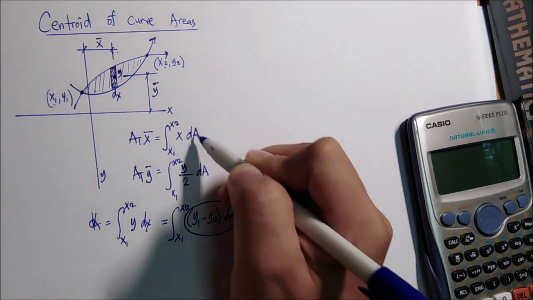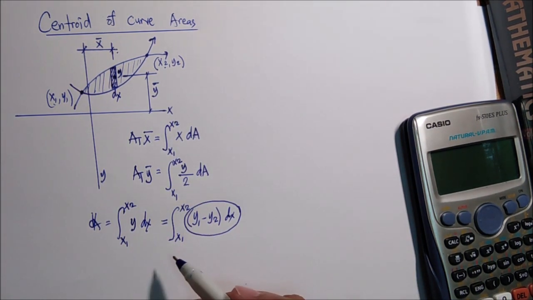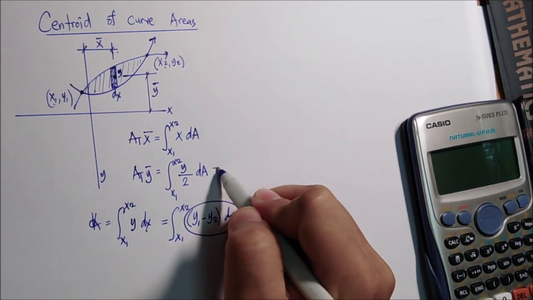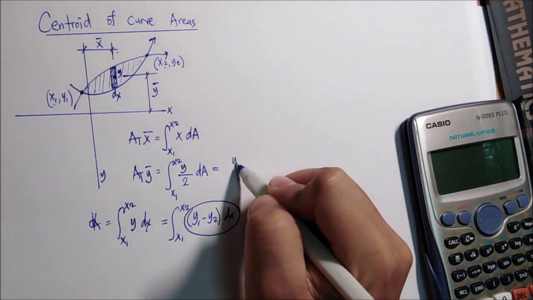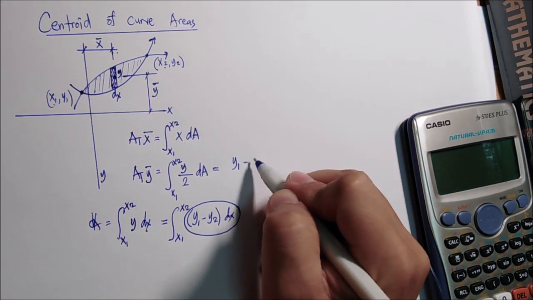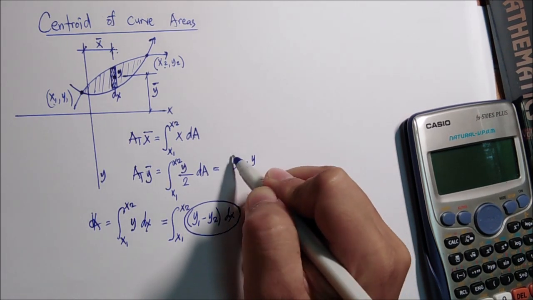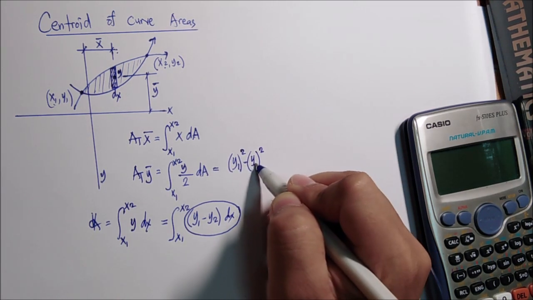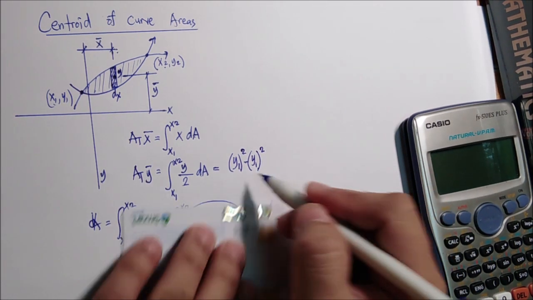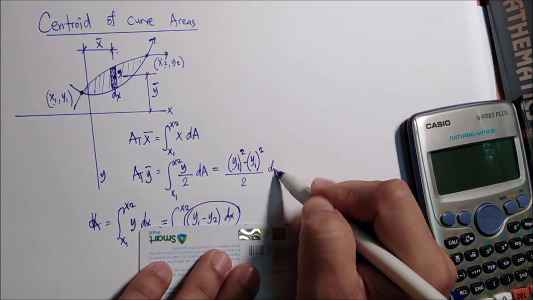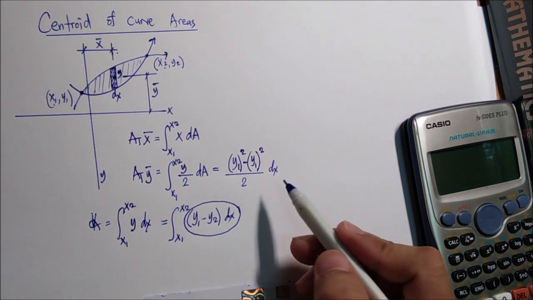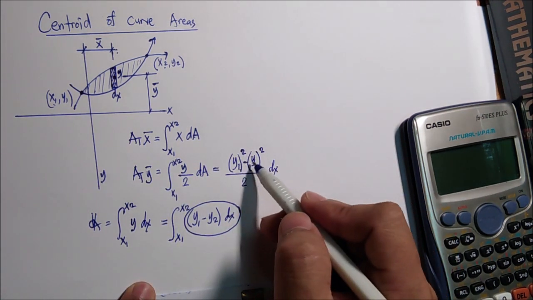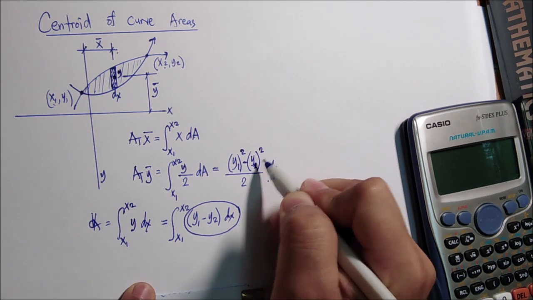To be substituted here. Now there's something to remember related to y over 2. This y over 2 will be equal to y of the first curve squared minus y of the second curve squared, divided by 2, dx. So this will be our formula: x dA, and then y1 squared minus y2 squared over 2.